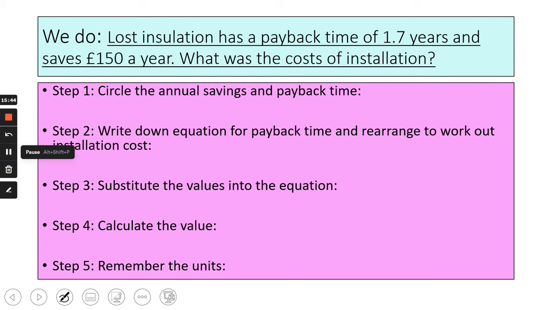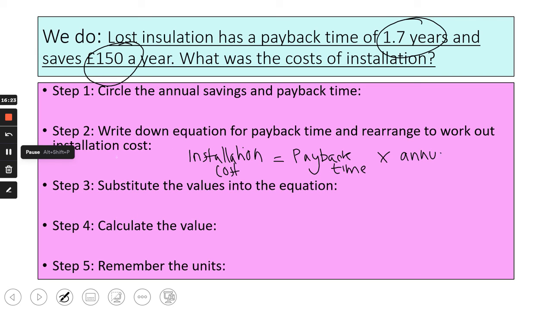Okay, so there's another we do activity, so remember to pause the video before each step. So step number 1 is to circle the annual savings and payback time. And then you need to write down the equation. You can again draw the triangle if it helps. Now I'm going to substitute the values.